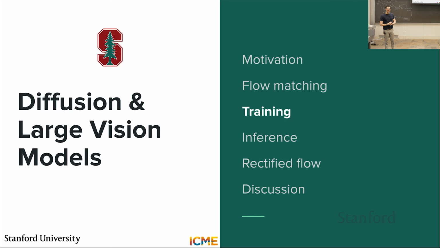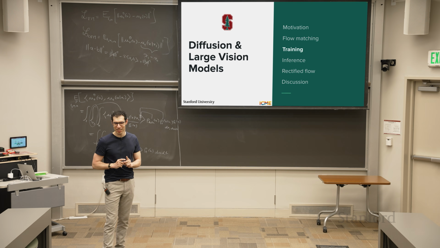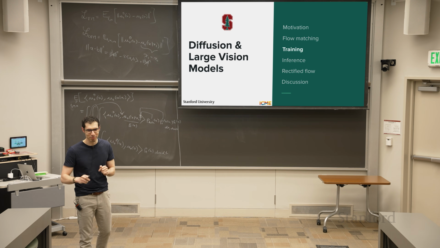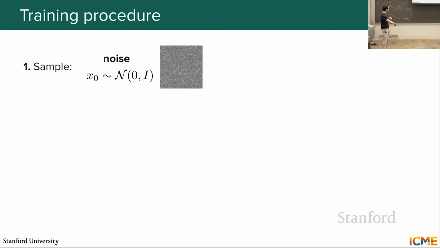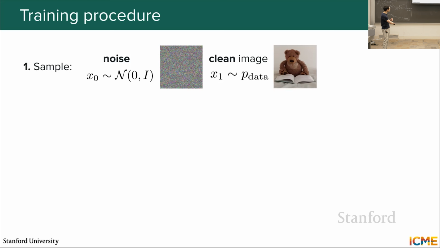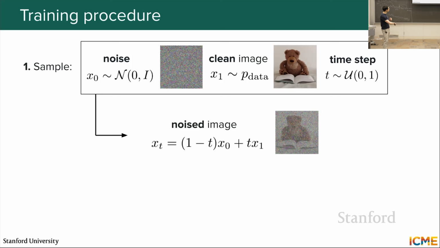And we have 2 minutes. So bear with me. In 2 minutes, I'm going to cover how we train and do inference, but it's going to be very easy. So let's see how we do training. As I mentioned, the loss is extremely simple. So what we do is we sample the noise, so x0 from your standard Gaussian distribution, your clean image, so x1 from your training set, which is p data, and you also sample your time step. And what you do is you construct xt, your noised image.